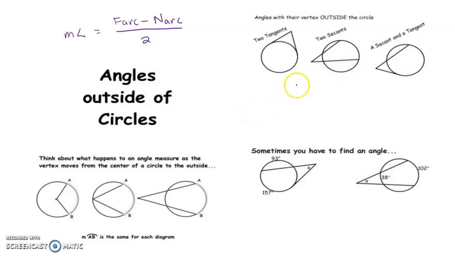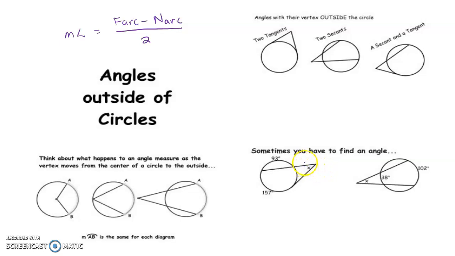Okay, and these were the things we just went over as far as the different ways you can make angles with their vertex outside the circle. 2 tangents, meaning they intersect the circle at 1 point. 2 secants, where they hit the circle at 2 points. And a secant and a tangent. So let's work some example problems together.